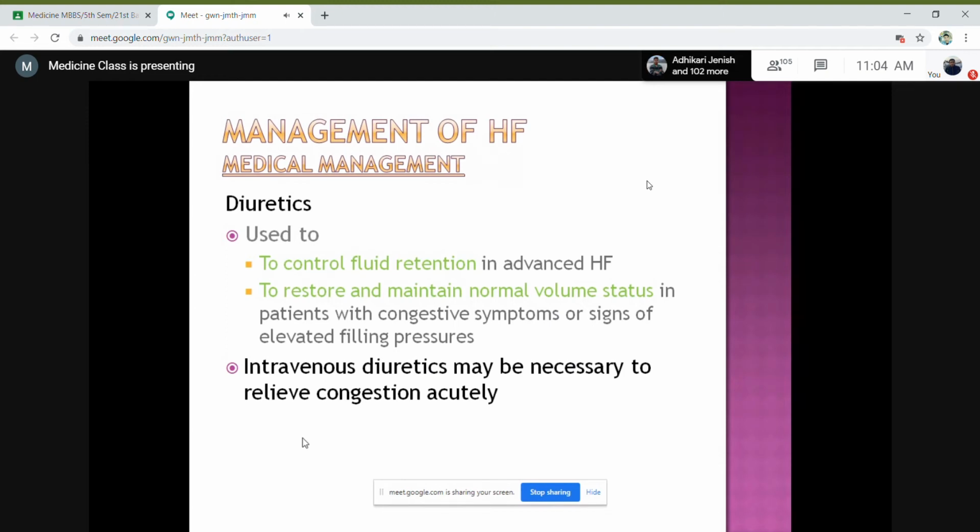Sometimes, if the patient is in acute failure, as we said in the previous class, there will be congestion of the gastrointestinal tract also. So at that time, intravenous use of diuretics may be necessary to relieve the symptoms acutely.